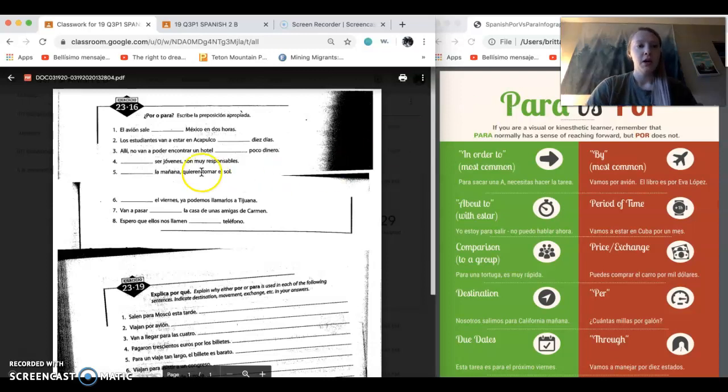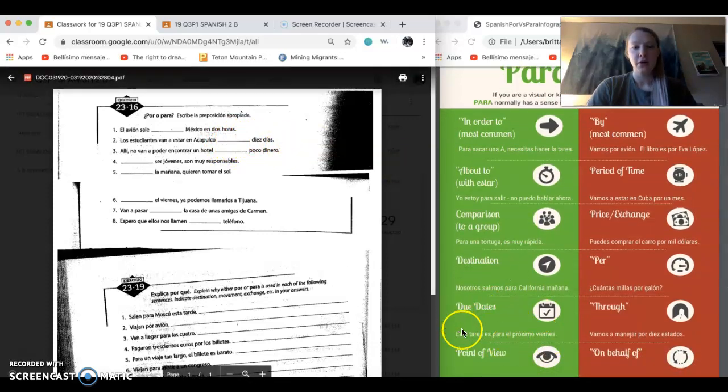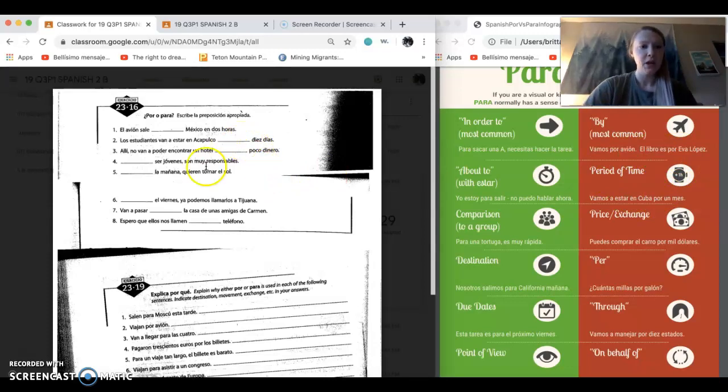Number 2. Los estudiantes van a estar en Acapulco blank 10 días. Okay, the students are going to be in Acapulco for 10 days. So we have to figure out what version of for we want here. So 10 days. Okay, is that a due date? No, the due date isn't in 10 days. Instead, they need it for a period of time. Okay, so you're going to put por dash period of time. Number 3.